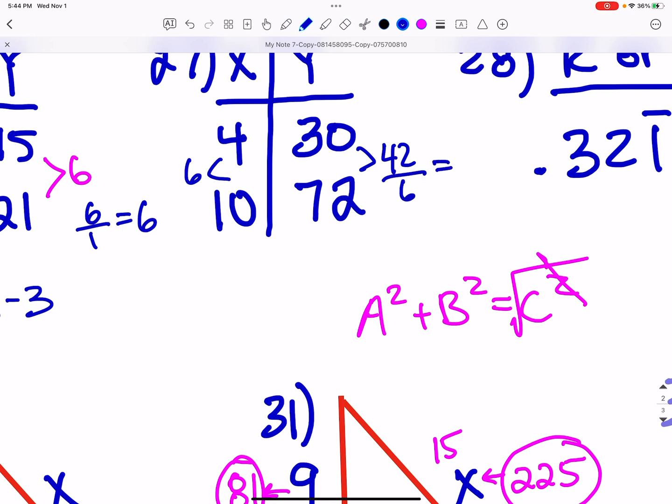This one goes up 42 over 6. 42 divided by 6 is 7. So once I know my slope, y equals 7x. Then I see, okay, if I take 7 of my x's, I've got 28. But I'm shooting for 30, so I need to add 2 more.